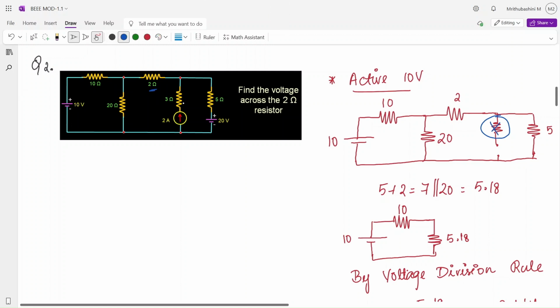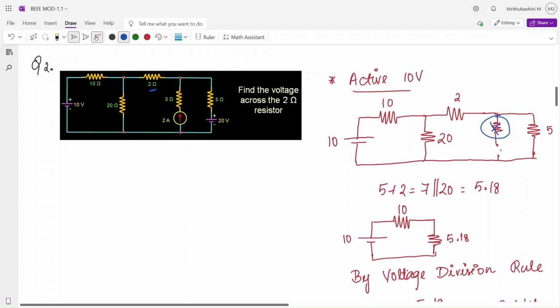Here you have 3 sources. First we'll make one source active and we'll open or short the remaining sources. First we'll make this 10 volt source active, then you'll remove this 2 ampere source, making it an open circuit, and you'll short the 20 volt source. All right, so your circuit will look like this.